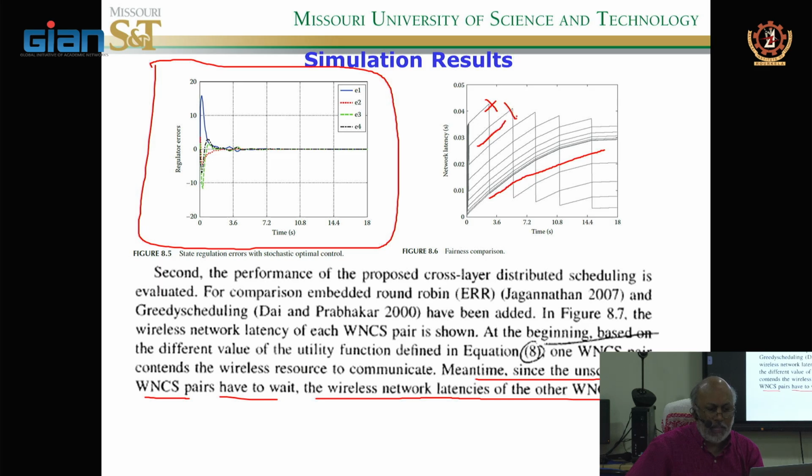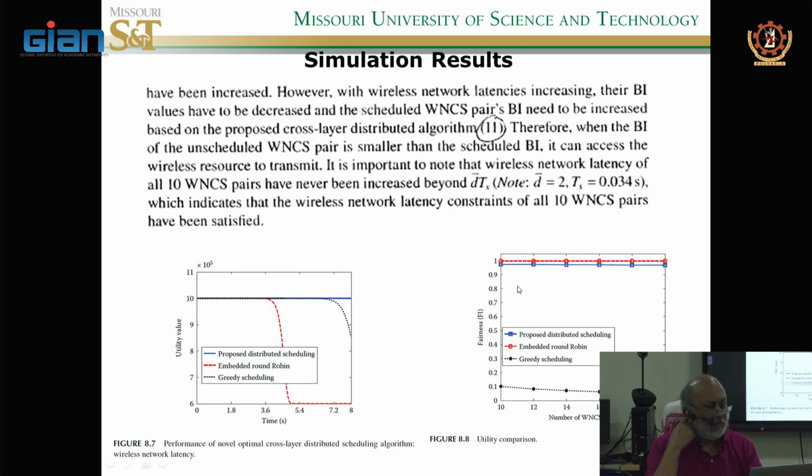It's given a chance here, then it transmits. The third one gets a chance here, and it transmits, while the others are waiting. And the fourth one gets a chance here, while the others are not transmitting. Wireless network latencies increase based on the BI values, the back-off interval. So what we look at here is the utility function. The proposed method essentially has the maximum utility.